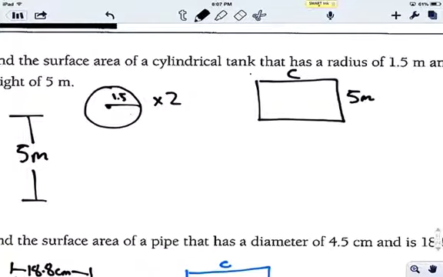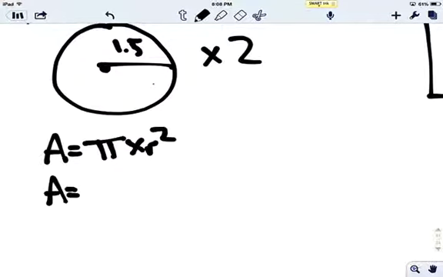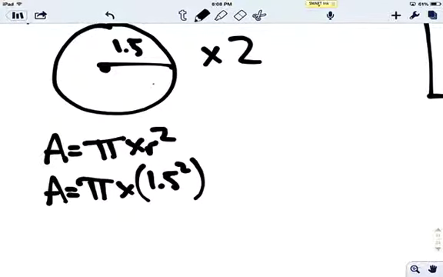We'll get to that one. So let's focus our attention on the circle here. Area of a circle is pi times r squared. Okay, so area is equal to pi times 1.5 squared. And when you type that into your calculator, it gives you something pretty close to 7.07 meters squared.